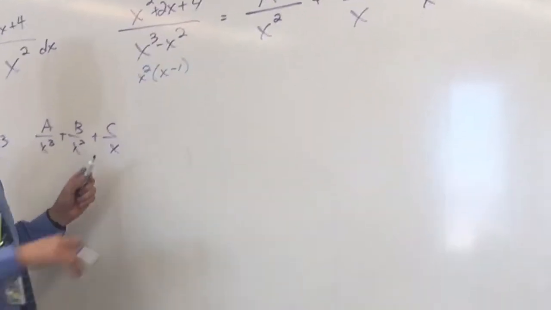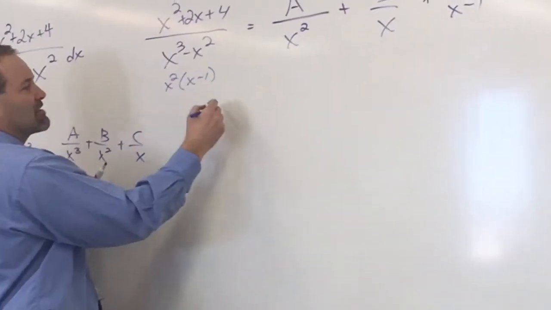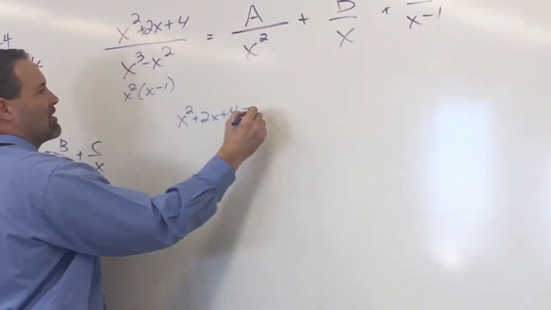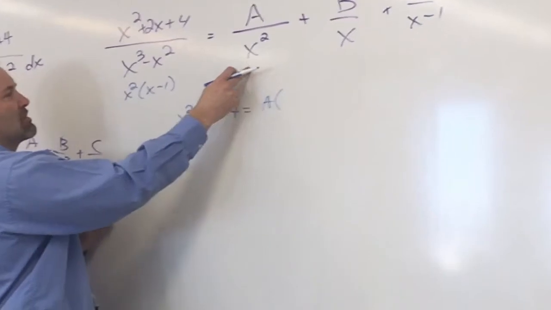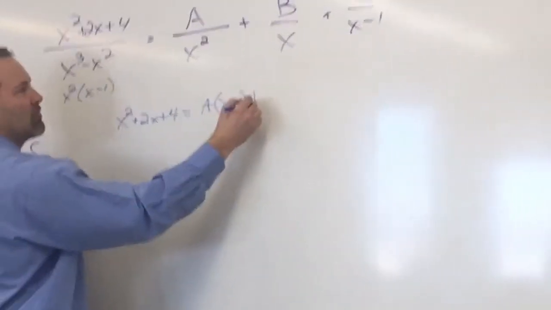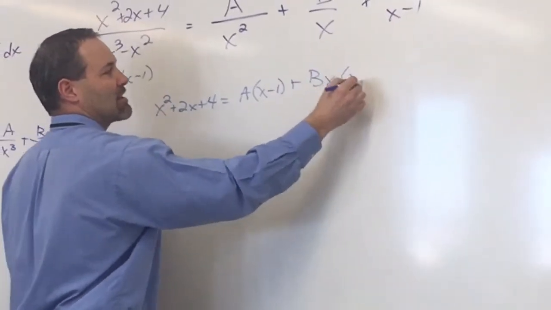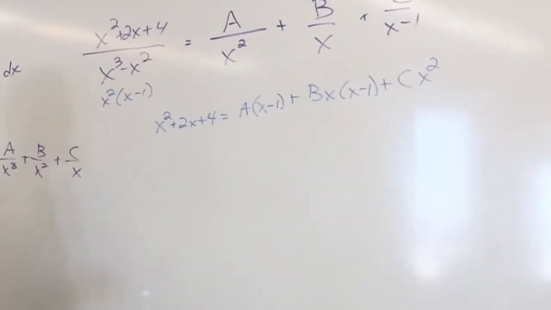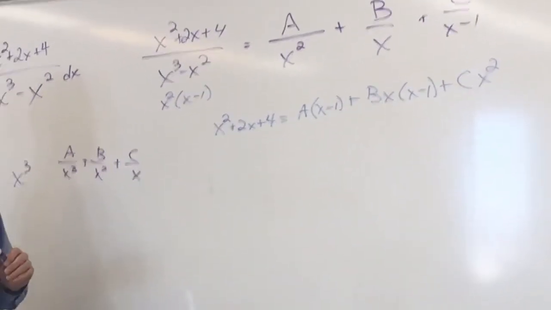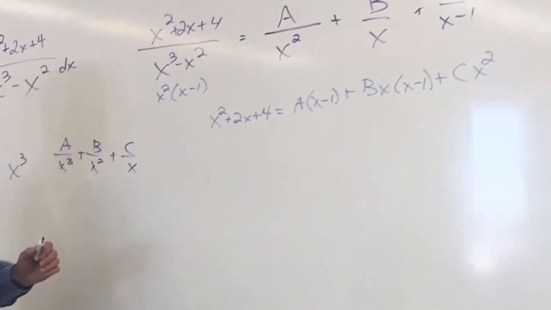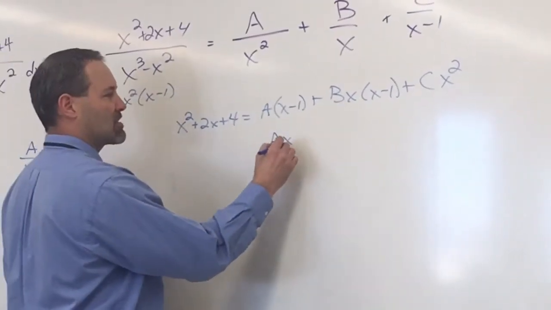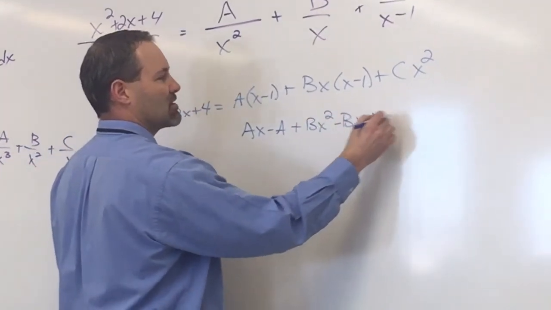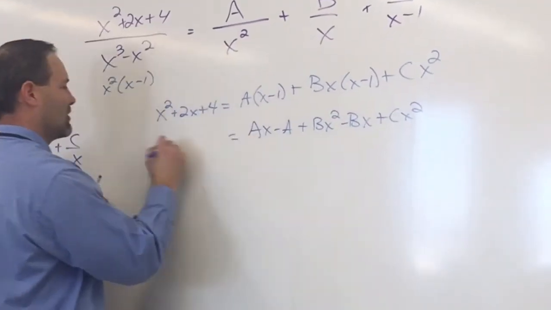So multiply both sides by this. I'll have x squared plus 2x plus 4 equals a times x minus 1 plus b times x times x minus 1 plus c x squared. So ax minus a plus bx squared minus bx plus c x squared. Get my matrix warmed up here.